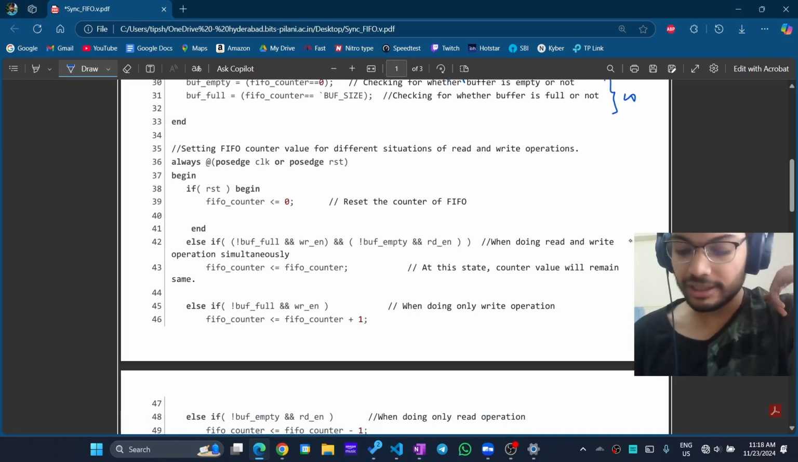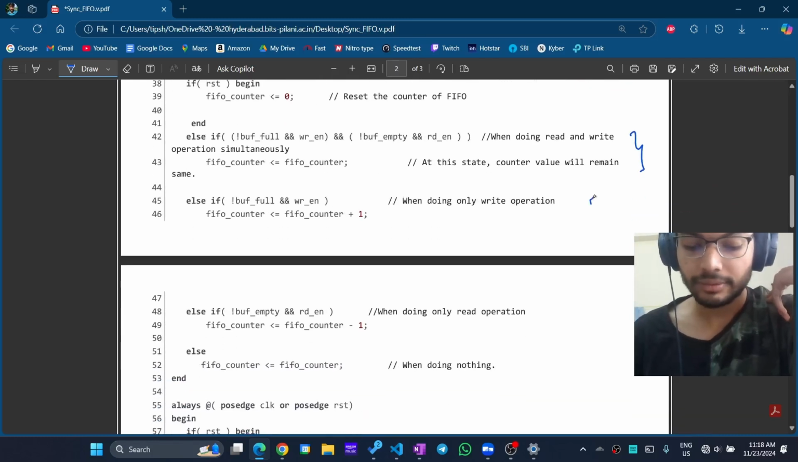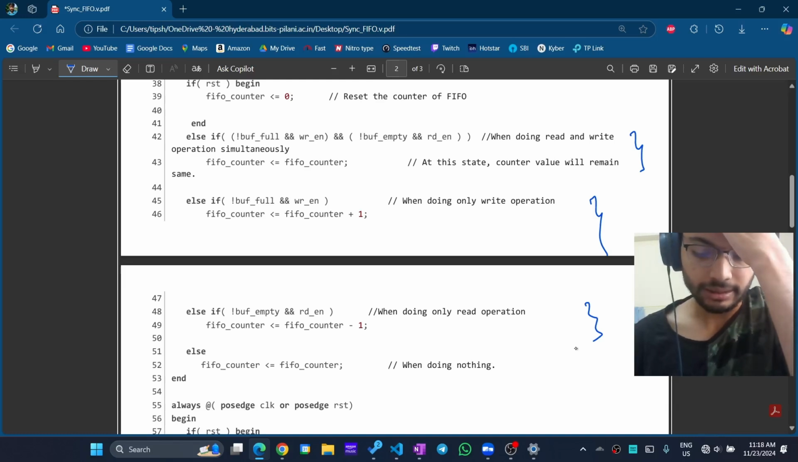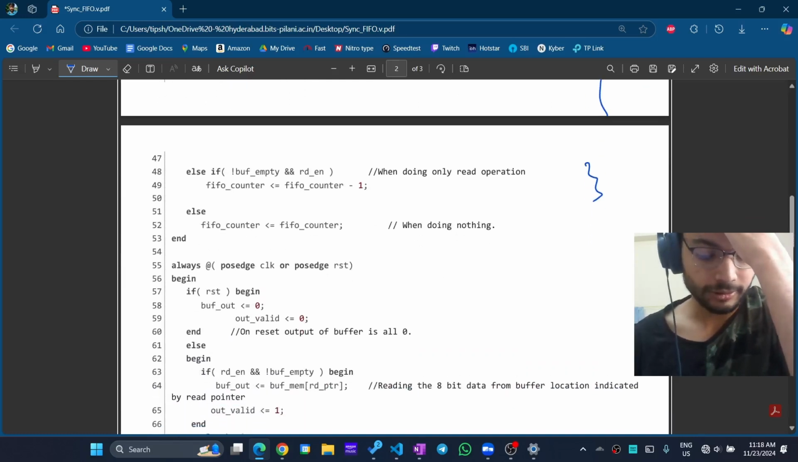When it is being read and written together, FIFO counter does not change and stays in the same state. But when it is being written to, the write pointer goes up and FIFO counter also goes up. When it is being read, it becomes 1 lesser than the valid inputs before.